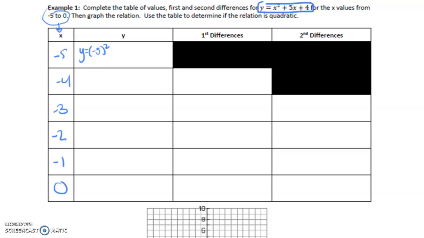So it'd be like -5 squared plus 5 times -5 plus 4. And we're going to solve for these. Okay, so -4 squared plus 5 times -4 plus 4. Okay, and I'm going to do one more, but then I'm not going to show my work for the other ones. -3 squared plus 5 times -3 plus 4. And we're going to go all the way down and do the same thing. So we get 4, 0, -2, -2, 0, 4.